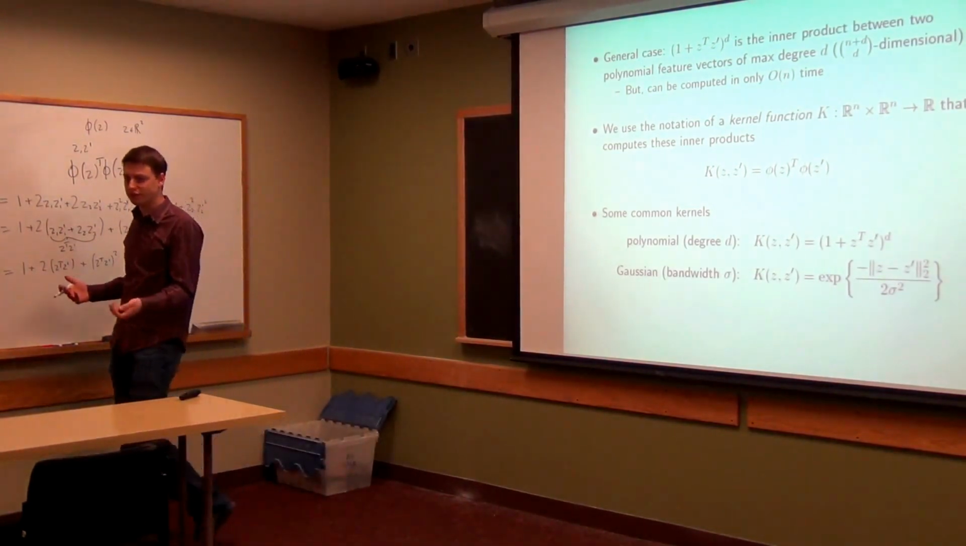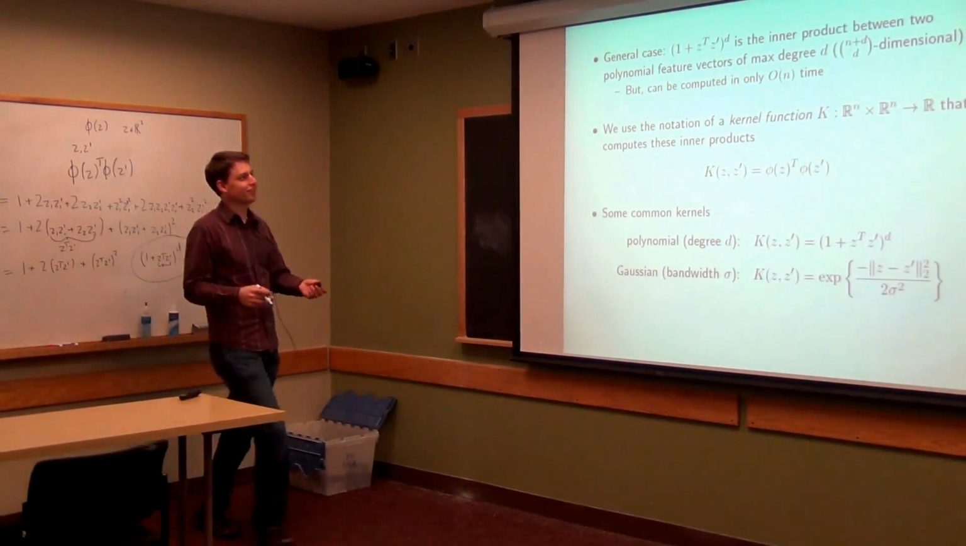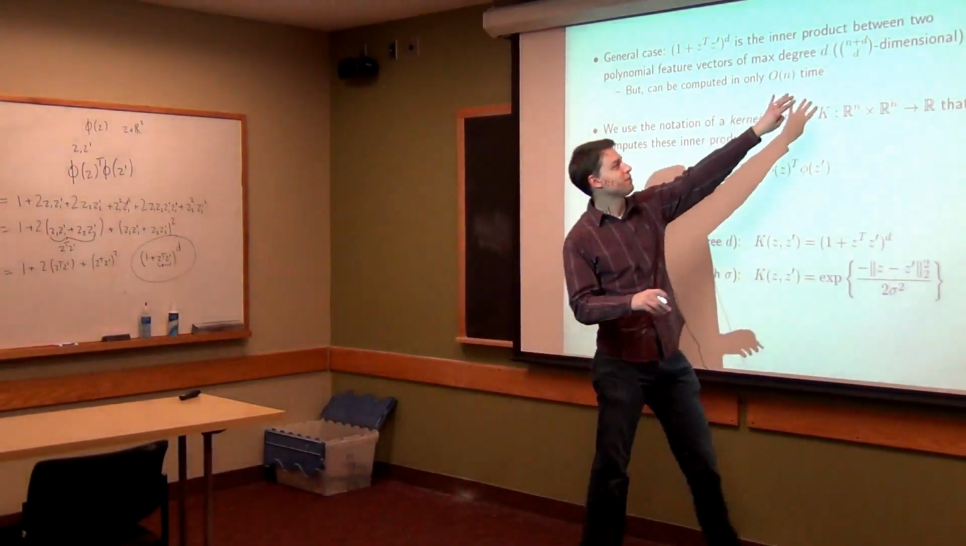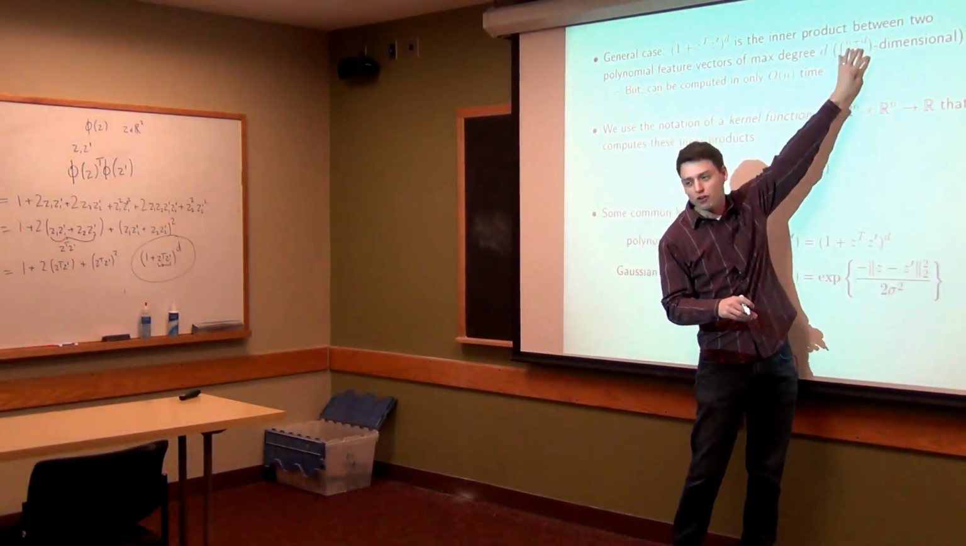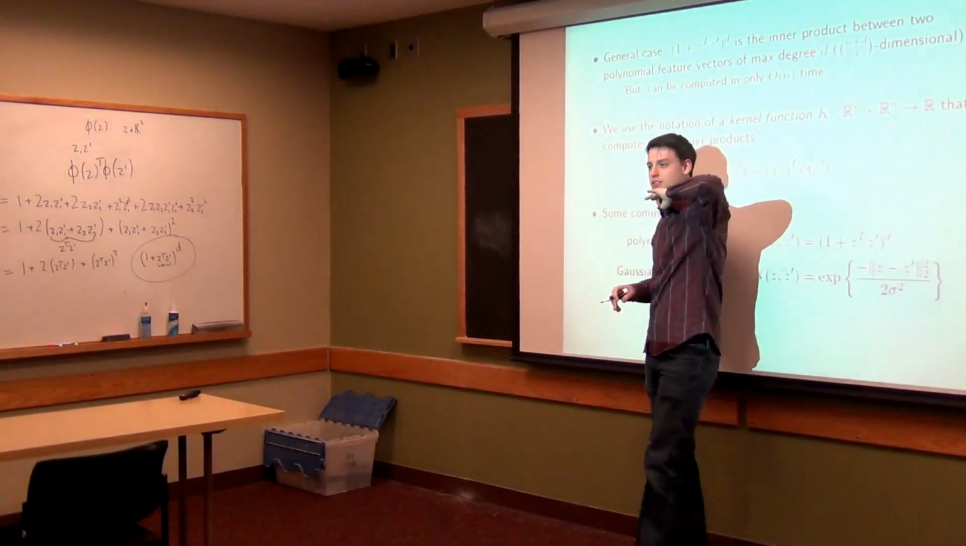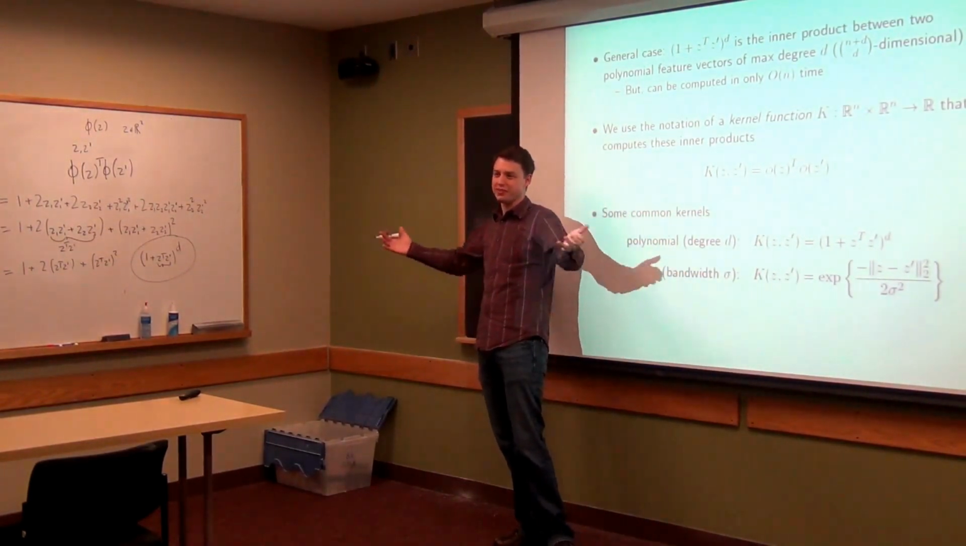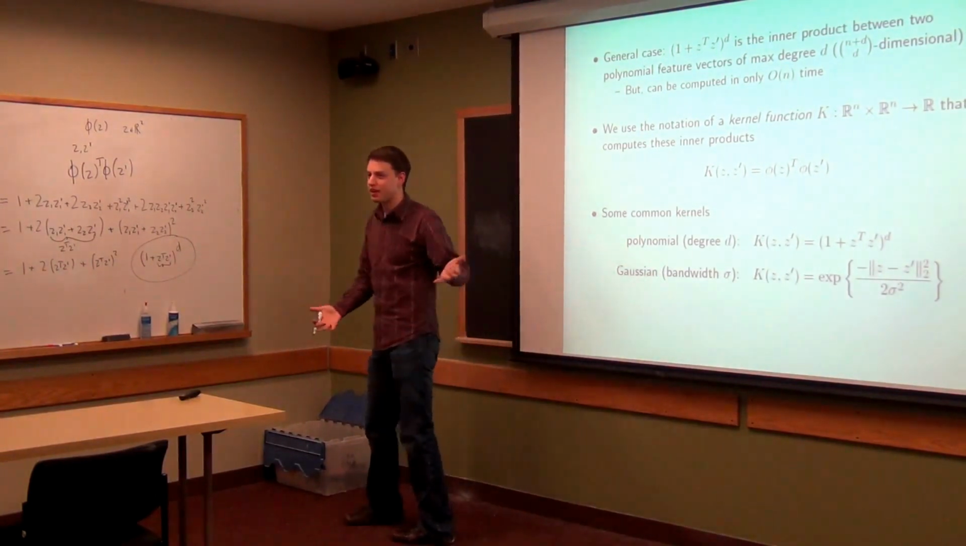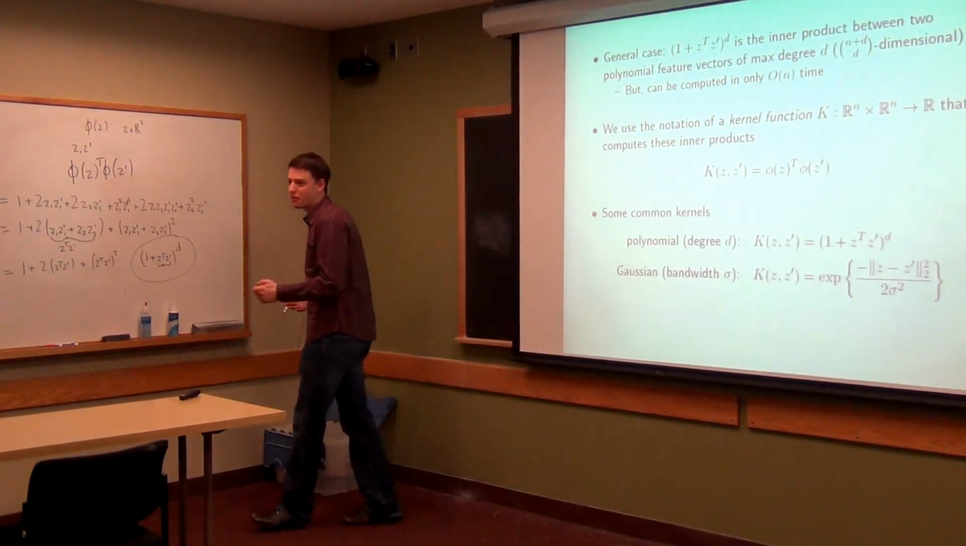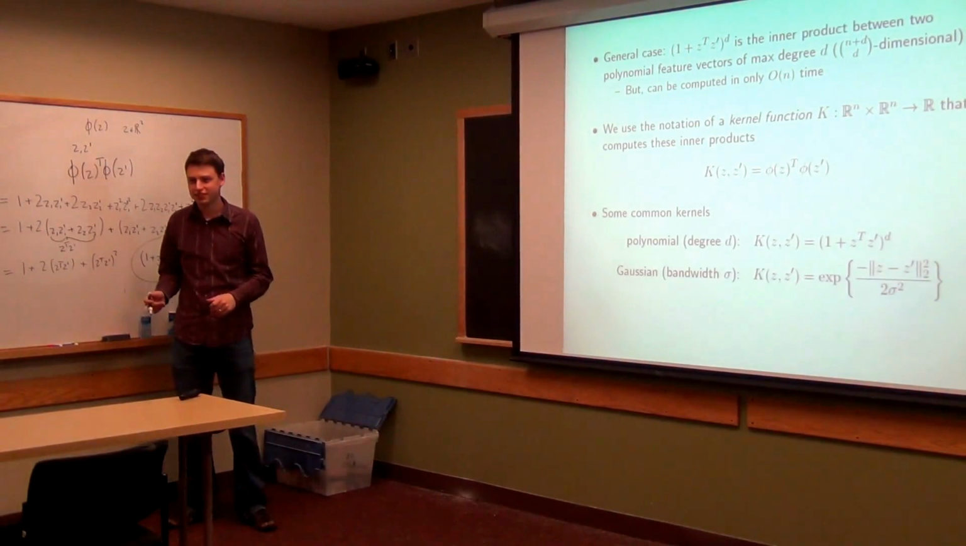That's very nice, right? We're computing with an exponentially big, high-degree polynomial feature vector in time just order n. This is like the ultimate thing in computer science that you want to do, right? We have an order n algorithm for computing these very, very big inner products.